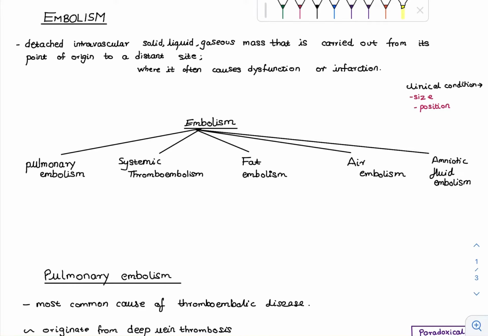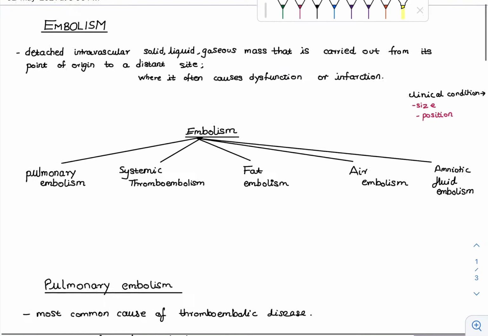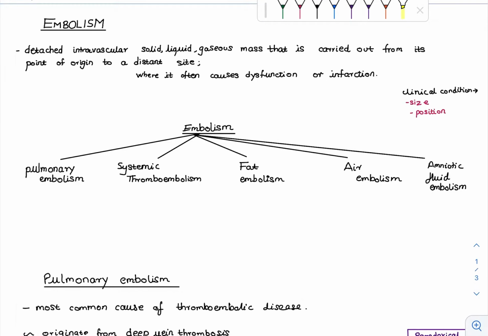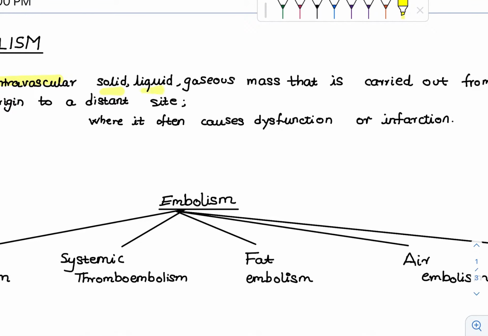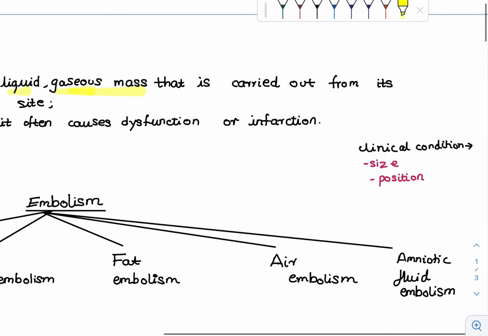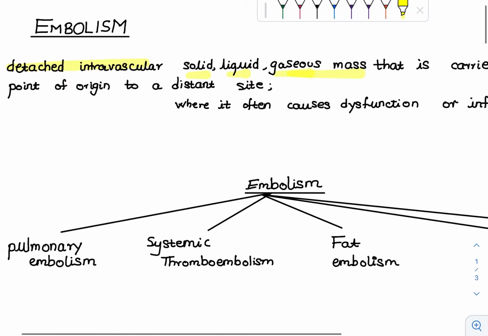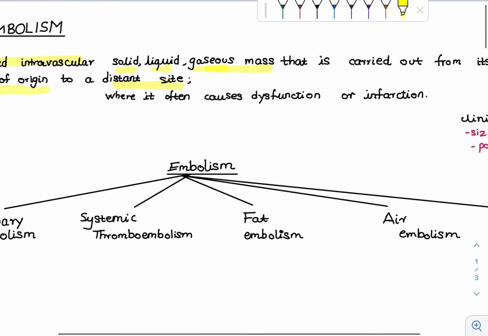So today we will be discussing embolism and mainly pulmonary embolism. Before learning about pulmonary embolism, we should be clear about what an embolism is. An embolism is a detached intravascular solid, liquid, or gaseous mass that is carried from its point of origin to a distant site, and at the distant site it often gets enlarged and causes dysfunction or infarction.